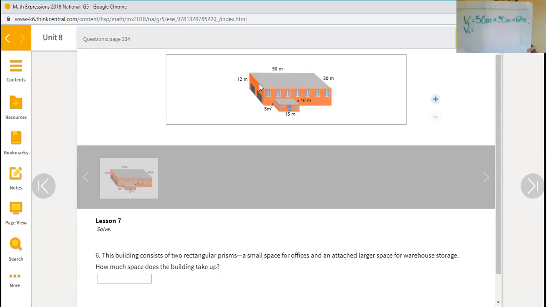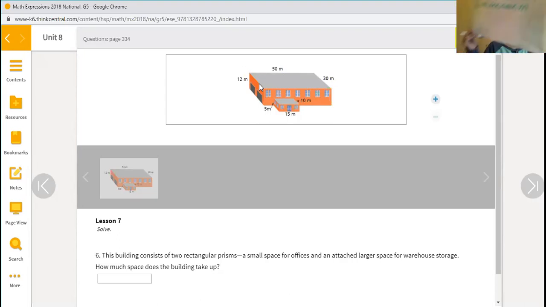So now I need to multiply those values together, and I'll get my volume 1 total. So my volume 1, 50 times 30, 5 times 3 is 15, add your 2 zeros, so 1,500. And then when I do 1,500 times 12, I get a value of 18,000. So 18,000 is going to be my volume of the first rectangular prism, so 18,000 cubic meters.